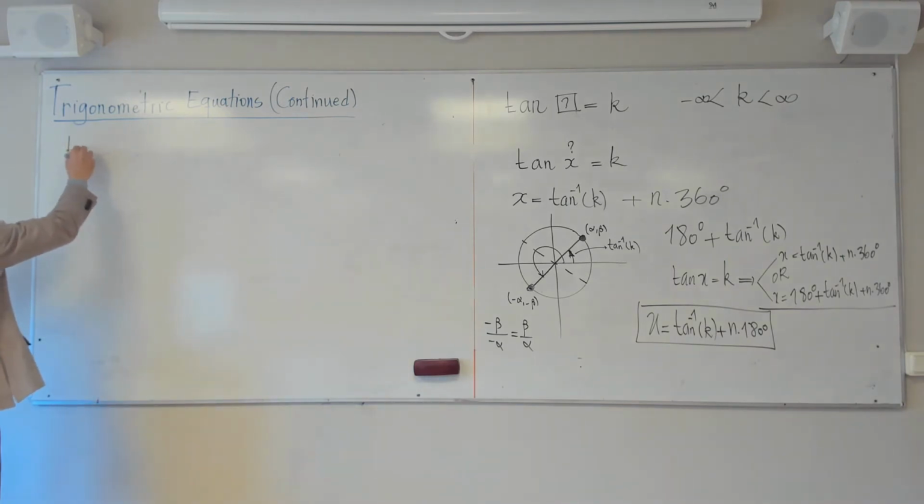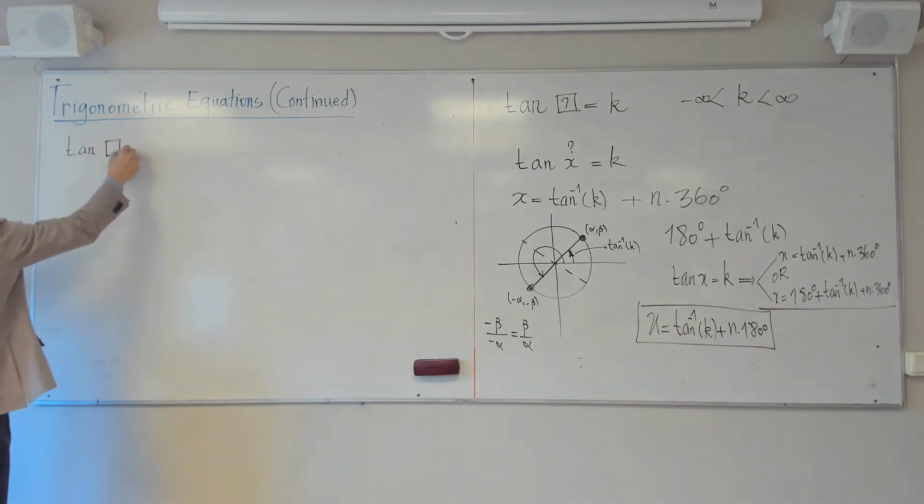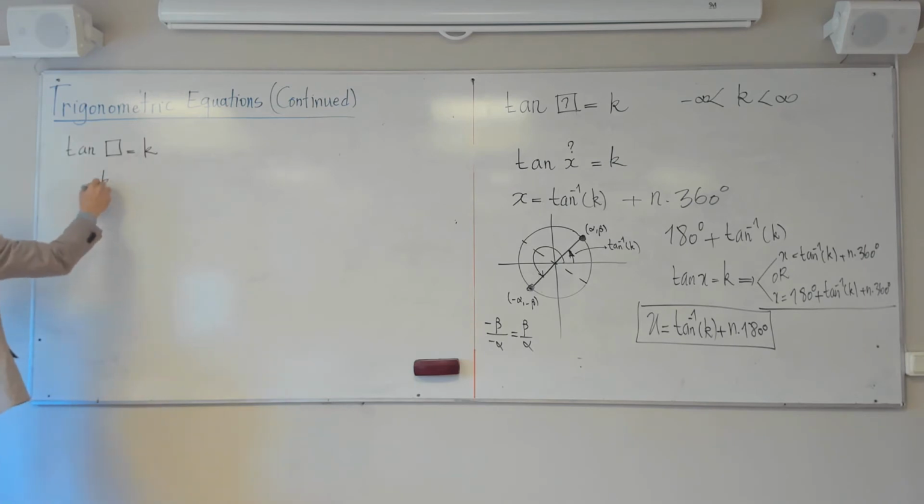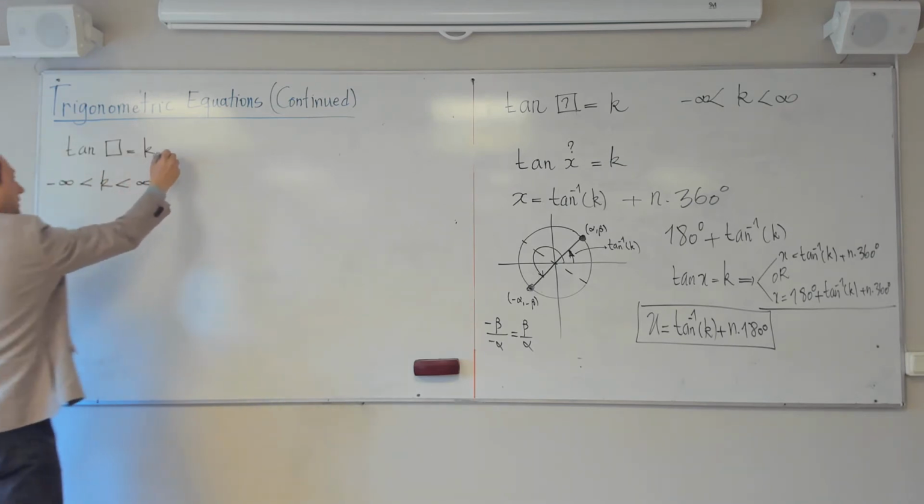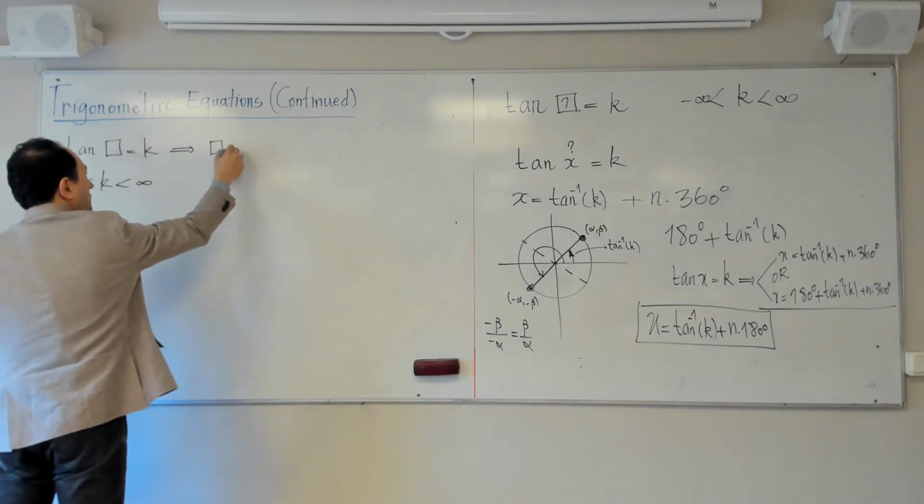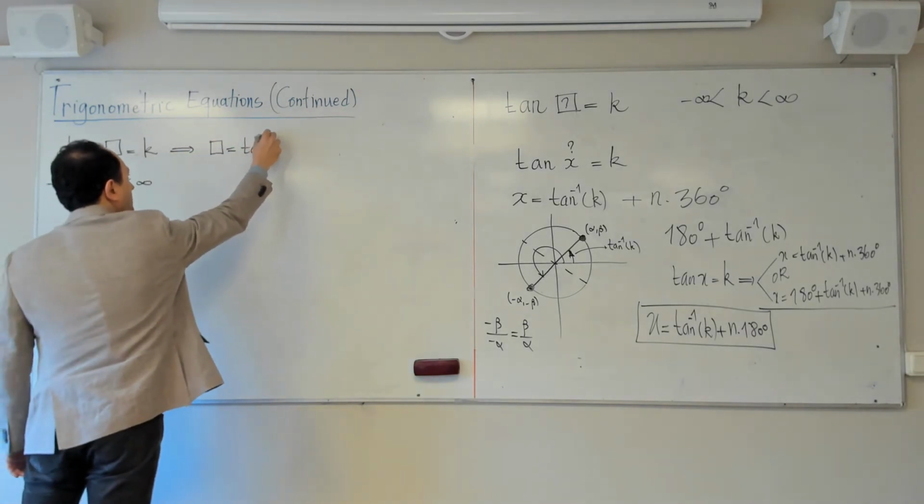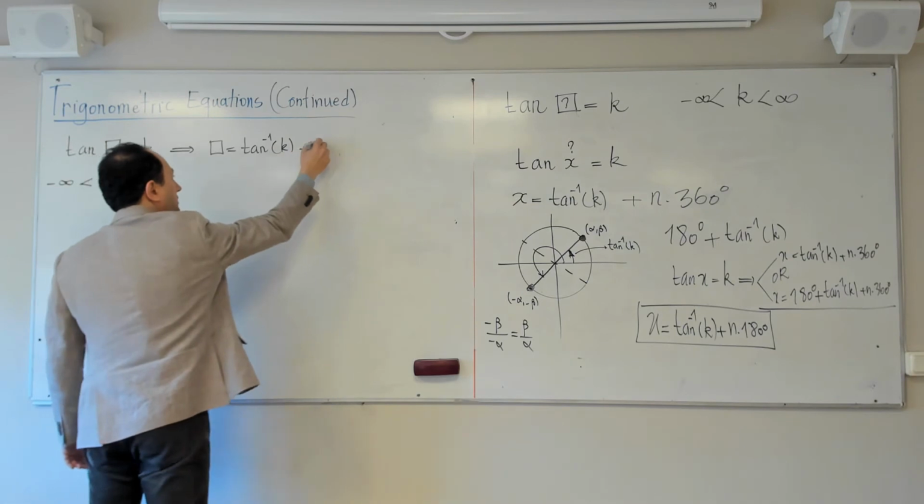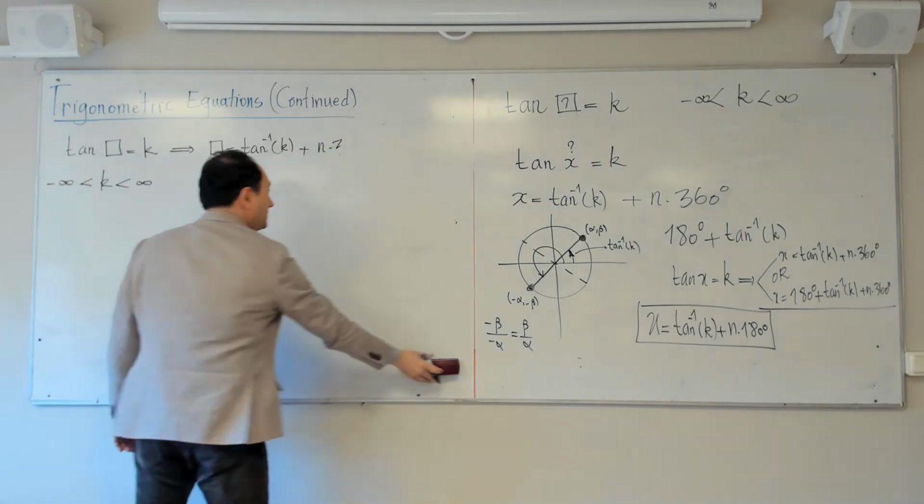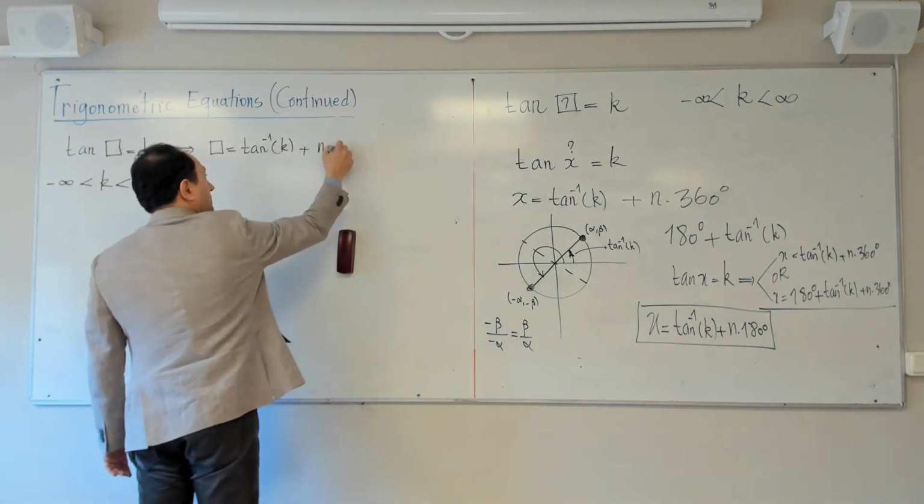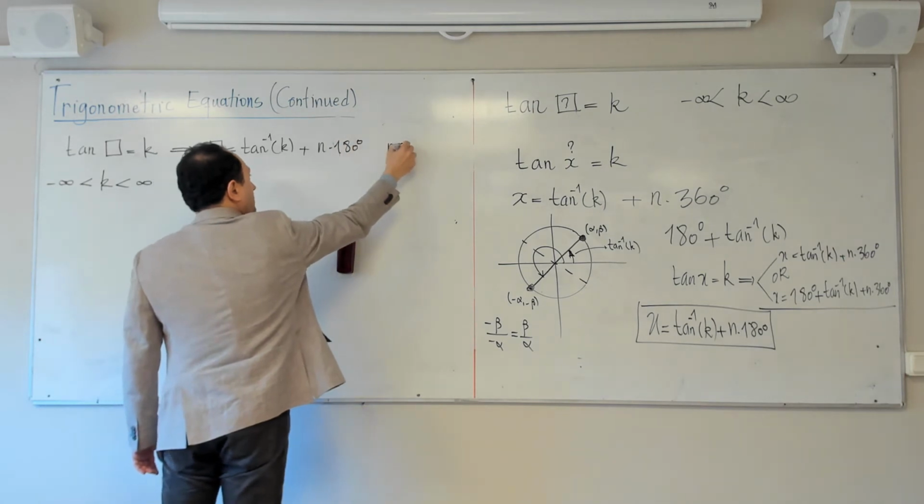So if I have tangent of box equals to k, there is no limitation for tangent in this case. So then this becomes the box is equal tangent inverse of k plus n times 180. So that is also important to remember. It is not 360, it is 180. Yes? And then n belongs to Z.